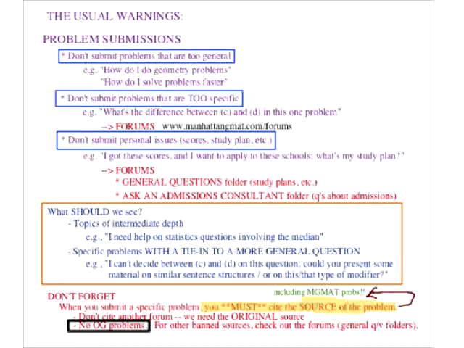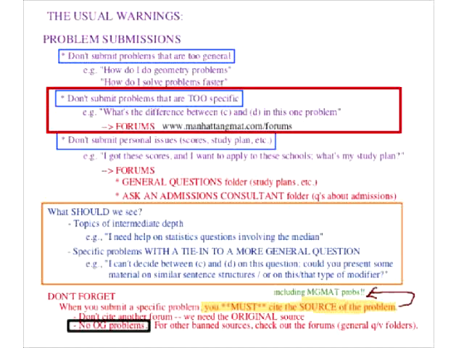Also, this is the big one. Please don't submit problems that are too specific. That's what our forums are for. So we have gotten some people asking about one particular problem without really having any sort of theme. And that's the whole purpose of our forums, is to answer specific questions like that. So if you have a specific question like that, please take it to the forum instead of here.